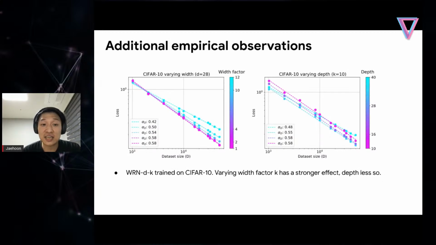In this set of experiments, we varied the architecture and changed the widening factor and depth for Wide ResNets when doing the classification task on CIFAR10. We observed that the widening factor affects the scaling exponents, whereas the variation in depth doesn't matter as much.